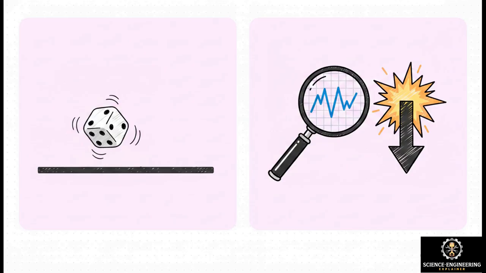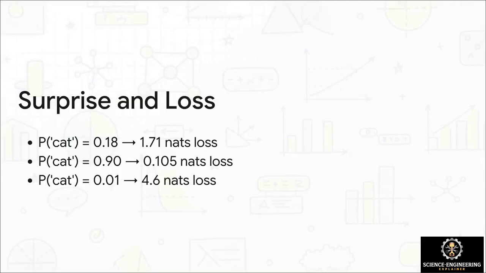Cross-entropy, on the flip side, is the average surprise a model experiences when it believes its own predictions, but reality decides to do something completely different. Believe it or not, the entire trillion-dollar enterprise of pre-training large language models is quite literally just the act of minimizing this cross-entropy. Let's look at the actual math behind that surprise, which is measured in a unit called nats.